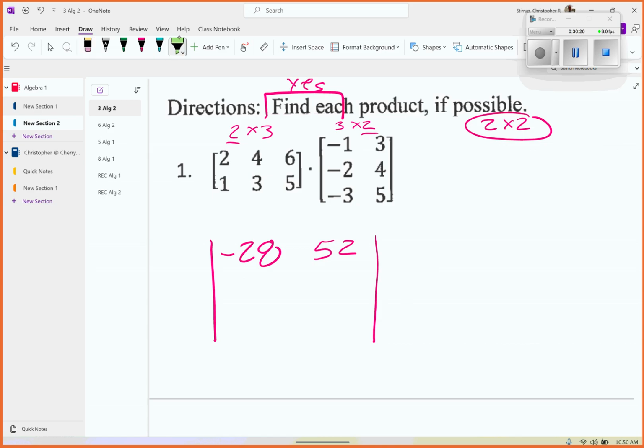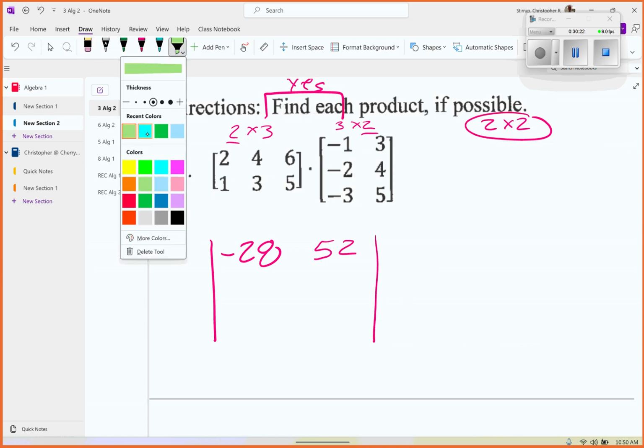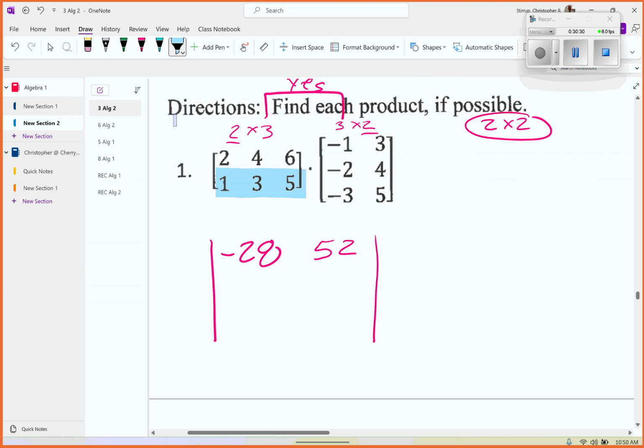Friends, I want to congratulate you because you're done with the top row of the first matrix. We're moving to the bottom row. And we're going to multiply the bottom row times the first column. You guys all ready with your calculator? Okay. So I have 1 times negative 1. Negative 1. Put that on a calculator.